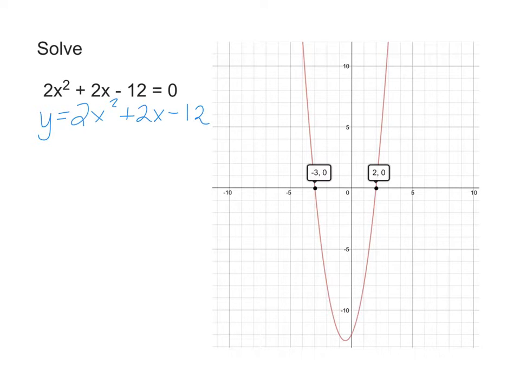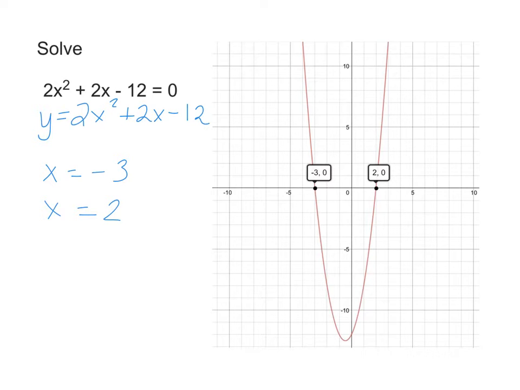So on the TI graphing calculator, second trace, 0, left bound, right bound, find those values. Here they are. These are the two x-intercepts, (-3, 0) and (2, 0). And what that means is that the solution to this equation that we were originally given is x equals -3 or x equals 2. Both of those values satisfy the equation.